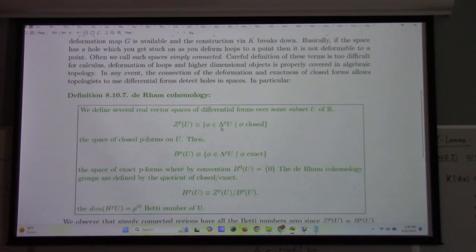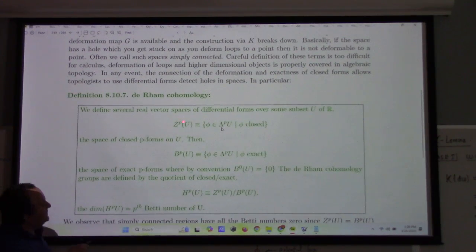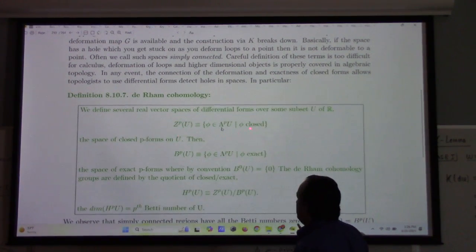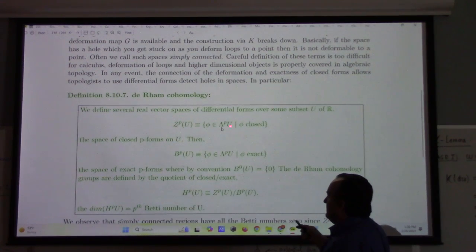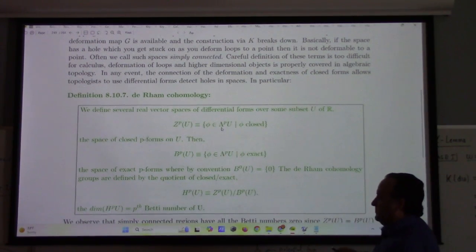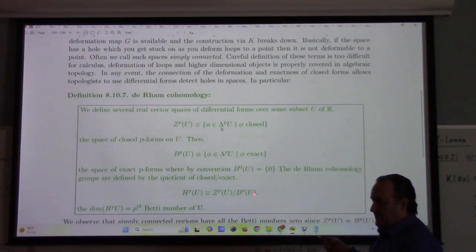So the Z, P of U, this is just the set of all closed differential forms on the space U. And then you can look at the subset of those which are exact. These are the exact forms, all right? Remember, exact implies closed, but there may be closed forms which are not exact. So if you study this quotient vector space, if this is non-trivial, that speaks to the existence of closed forms which are not exact.